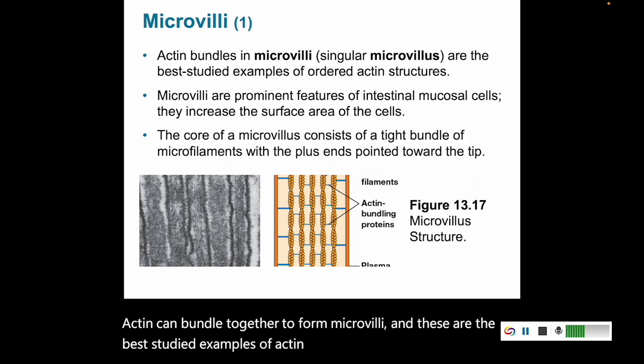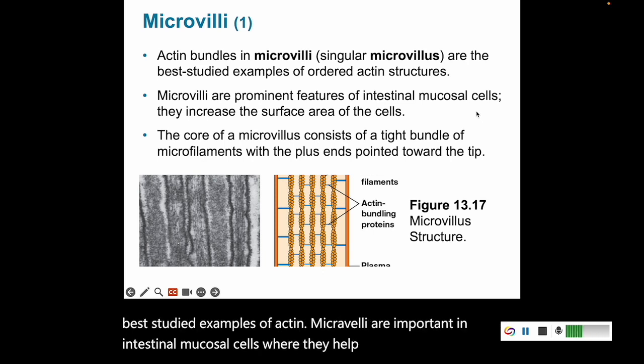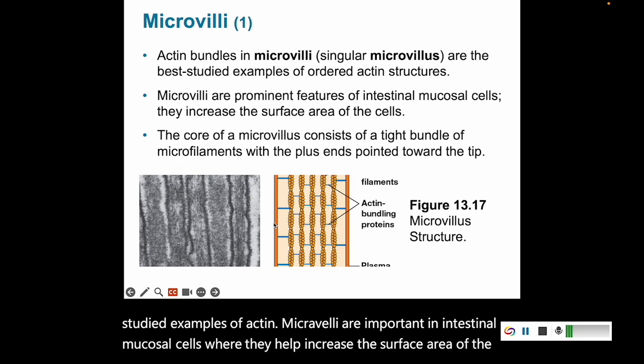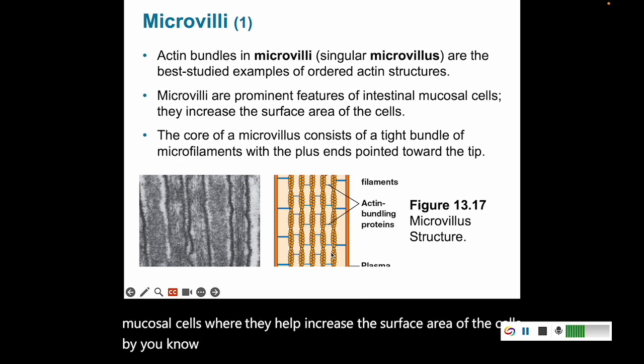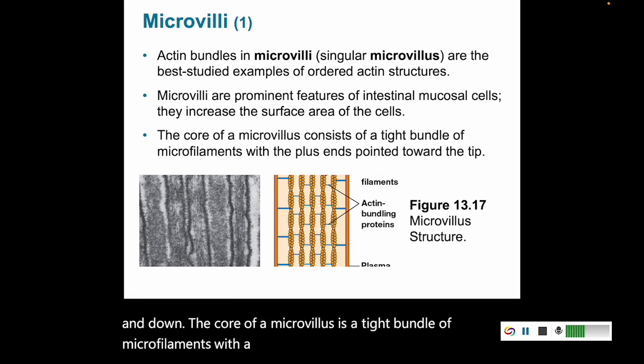Microvilli are important in intestinal mucosal cells, where they help increase the surface area of the cells by creating these little bumps that go up and down. The core of a microvillus is a tight bundle of microfilaments with the plus end pointed towards the tip.